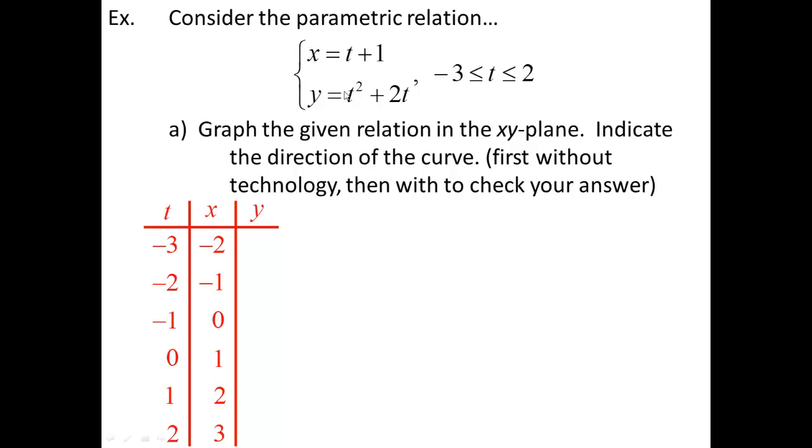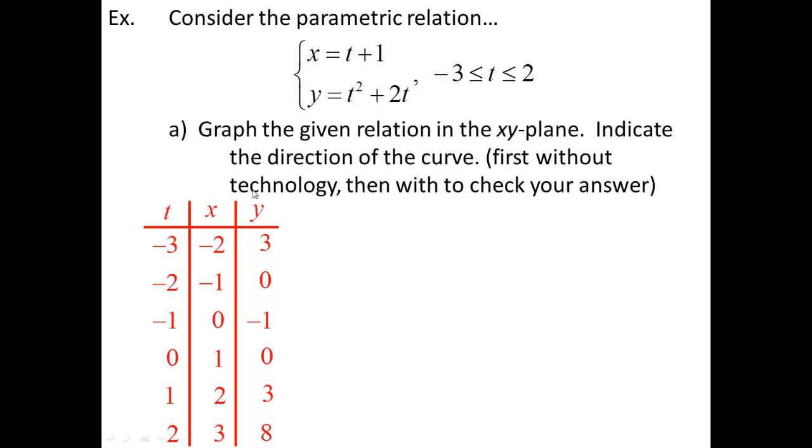Again, start with -3. -3 squared is +9. Plus, that'll be -6. So 9 minus 6 would be 3. Then it would be 4 minus 4, which is 0. Then it would be +1 minus 2. Then it would be 0 plus 0. 1 plus 2. 2 plus 4. I'm sorry, 4 plus 4, which is 8.